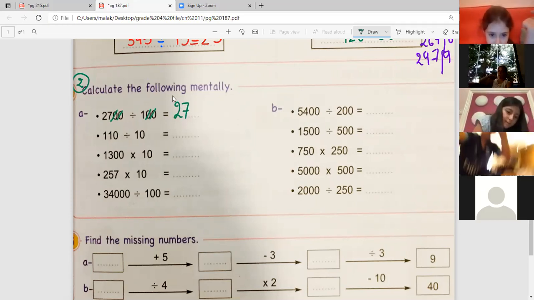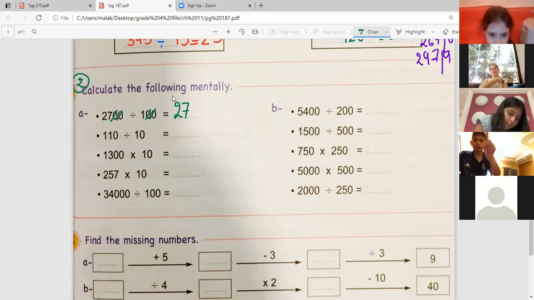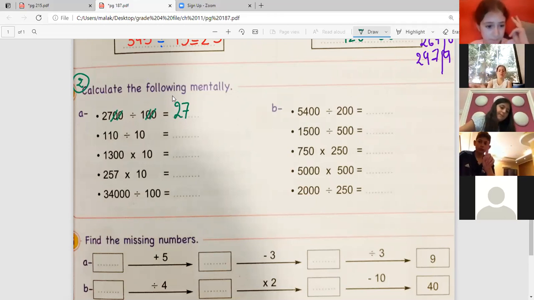Whereas in multiplication, what shall I do? We add them. Bravo, add them all at the end.